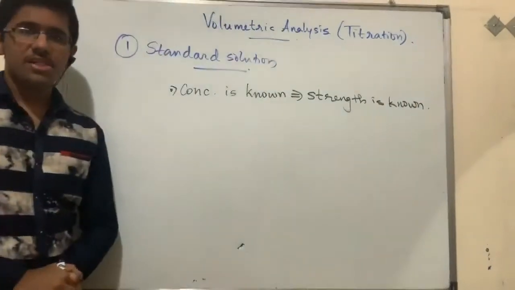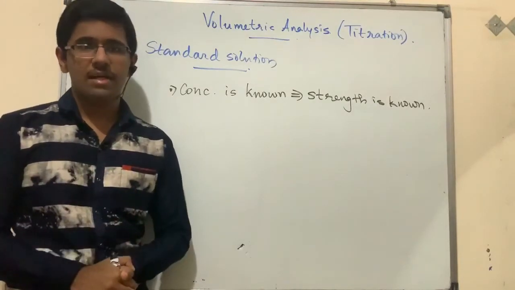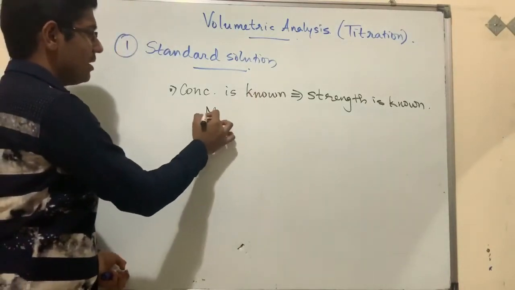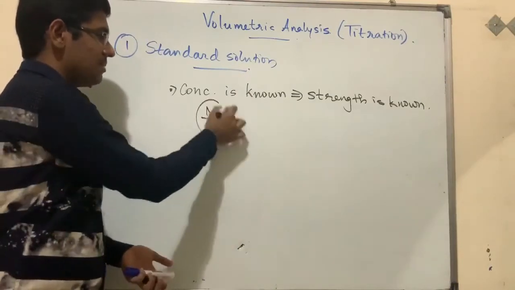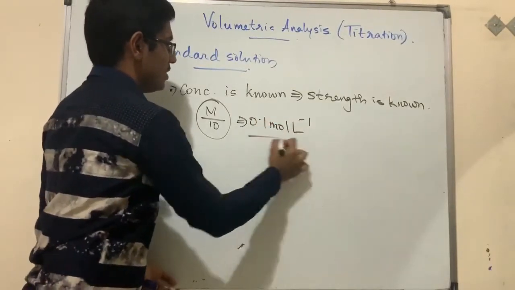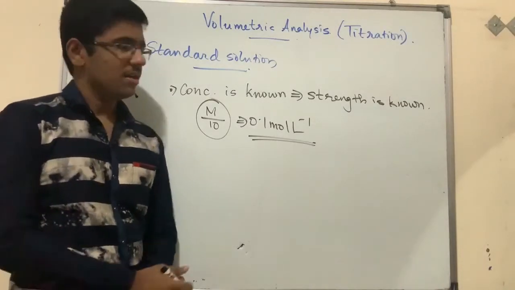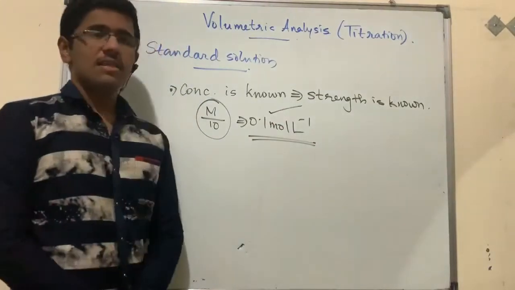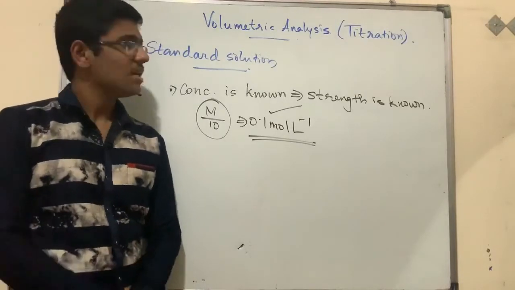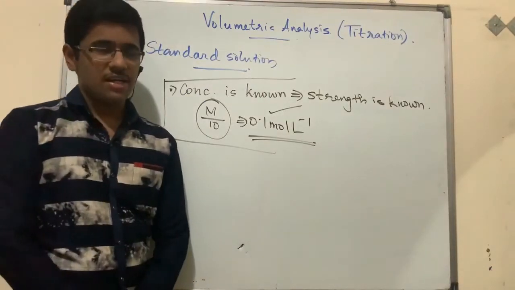For example, in titration, we will be given a particular solution, for example sodium hydroxide or any other chemical for titration purposes. We will be given that it is M by 10. What is the meaning of M by 10? This is 0.1 mole per liter. 0.1 mole per liter is the concentration of your reagent for titration. So we can say that this is a standard solution. A standard solution is a specific type of reagent whose concentration is known to us. So this is the first thing you have to know about titration.